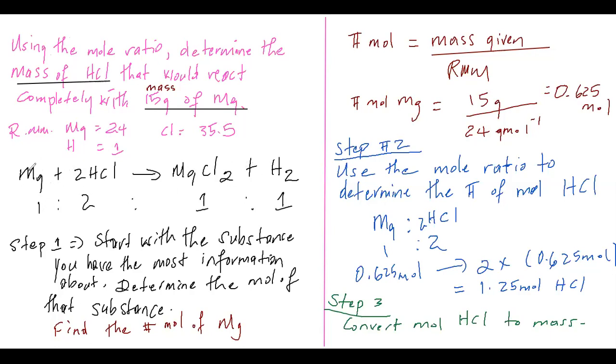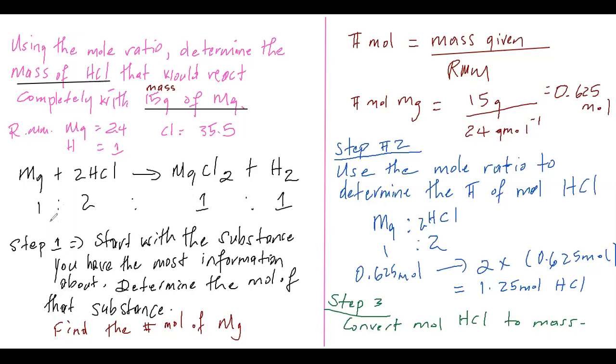So in the case of magnesium, there was no number in front of it, so we assumed that there was a 1. There was a 2 in front of the HCl, so that's why we wrote the 2. There was nothing in front of this one, so we wrote the 1, and there was nothing here, so we wrote the 1. So when we were finished, we had a ratio of 1 to 2 to 1 to 1.